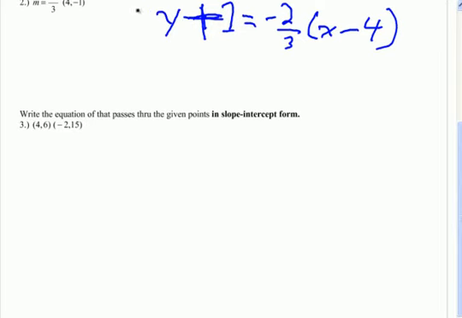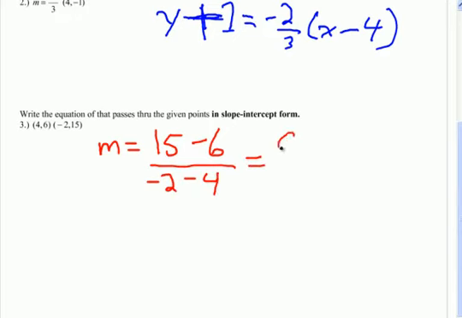On number 3, again, it wants it in slope-intercept form. But this time we don't have the slope. Like I said earlier, all that changes from problem to problem is how I find the slope. I have 2 points, so I'm going to use the slope formula: y2 minus y1 over x2 minus x1. I'll get 9 over negative 6, and that reduces to negative 3 over 2. Now I have the option to use either point. I can use 4, 6 or negative 2, 15. I'm going to choose 4, 6 just because I would prefer to deal with a positive x and y.